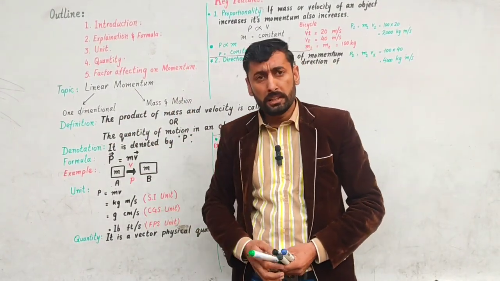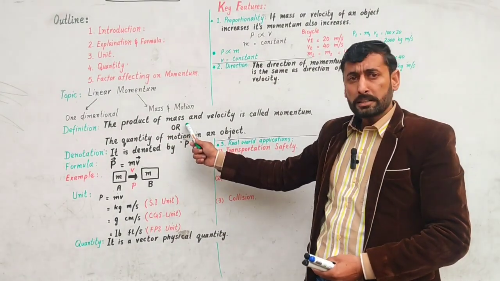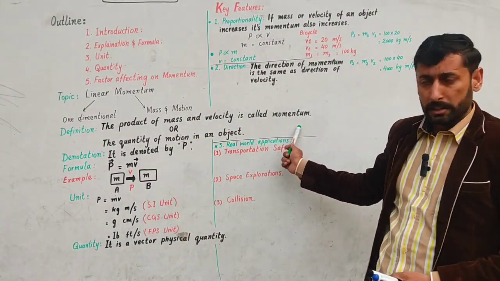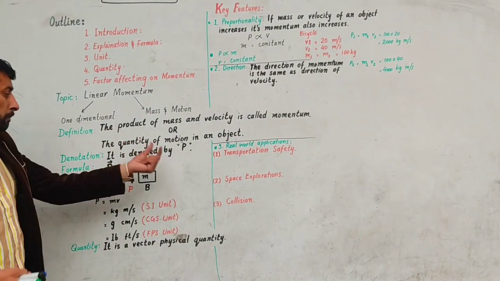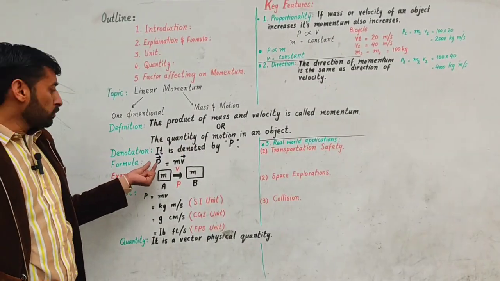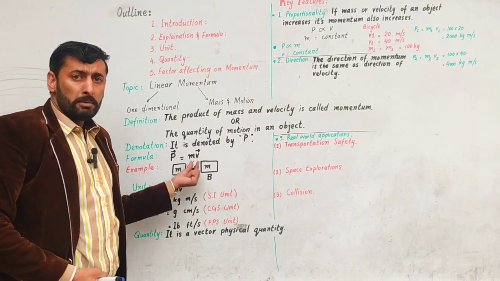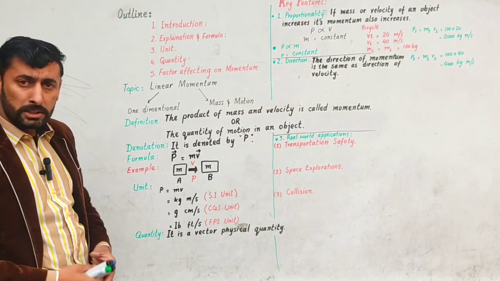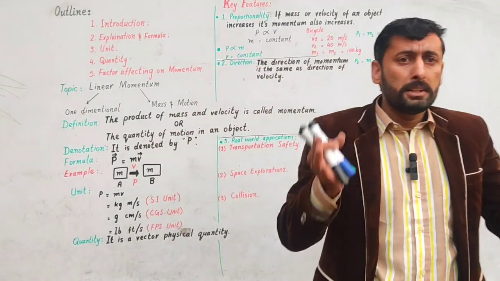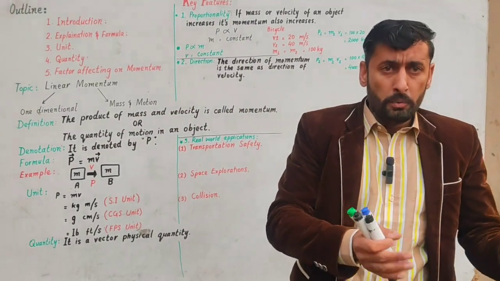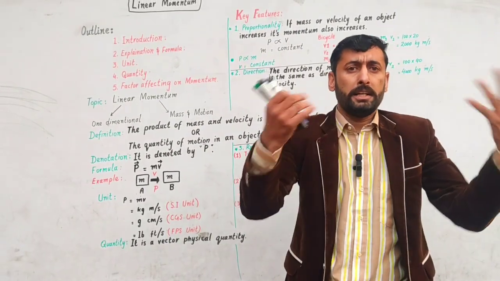The definition of linear momentum: the product of mass and velocity is called momentum or linear momentum, and it is denoted by P. P can be written as a formula: P is equal to m times v. m is the mass of the object and v is the velocity of the object. So simply we can say that momentum represents the motion of an object. When a body is in a state of motion, it has momentum.